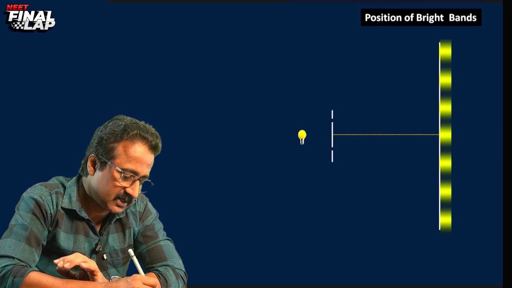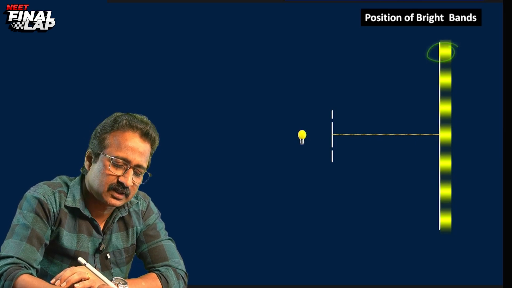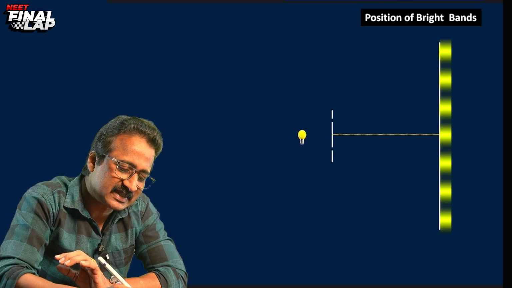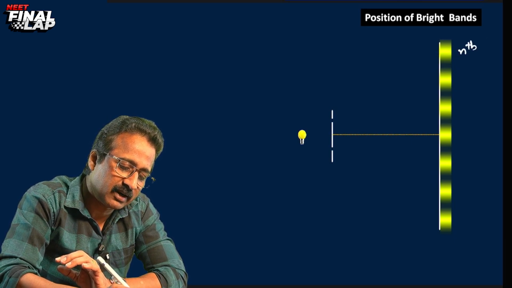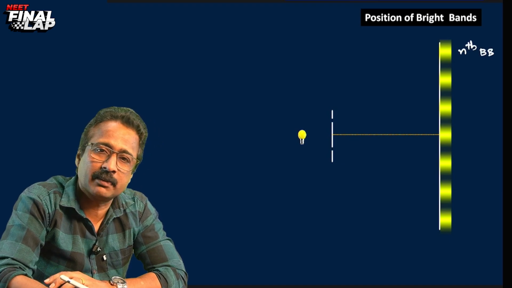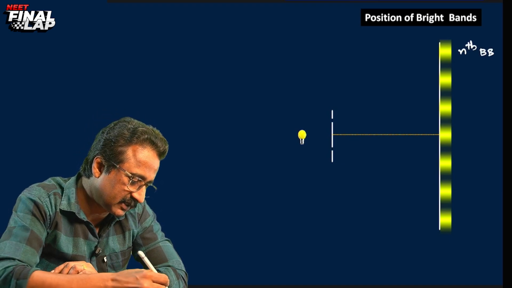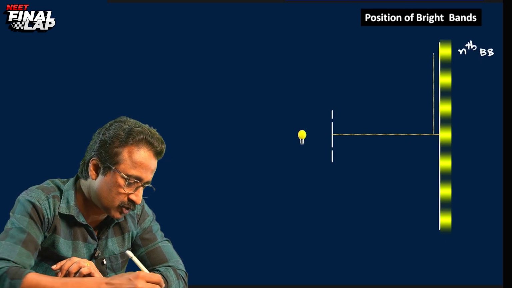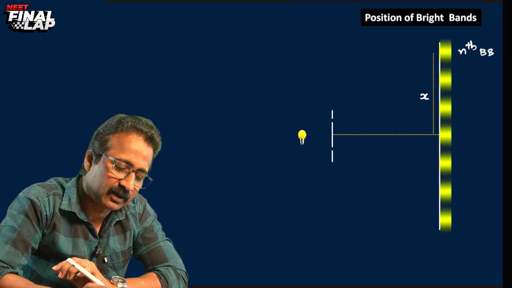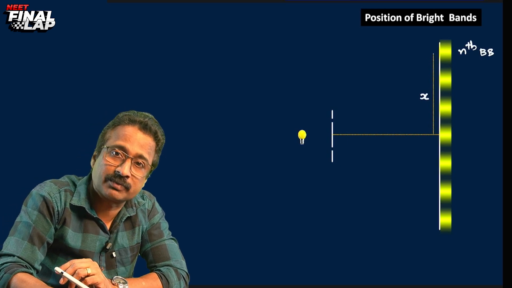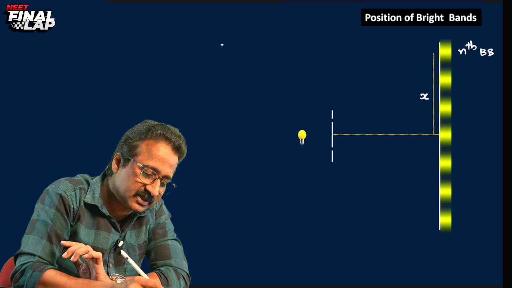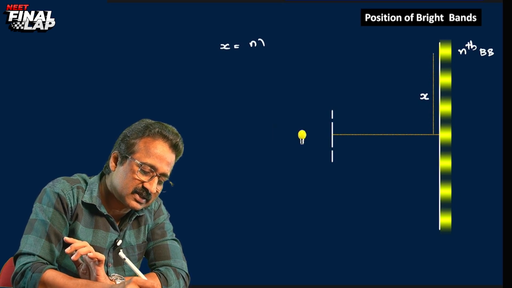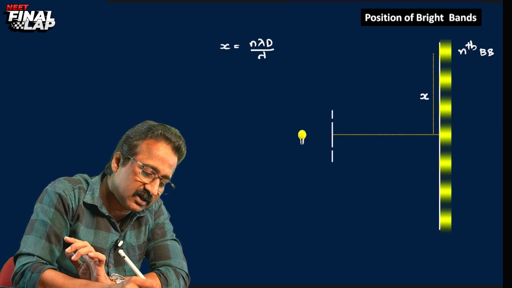Example, if I mark a band, let us say the third bright band as per counting. Generally this can be any bright band, so I'm assuming it is the nth bright band, and I'm noting a distance here. This distance is x. What is the distance x to that nth bright band? That is given by a certain expression. Remember this: the distance to the nth bright band is n lambda D divided by d.